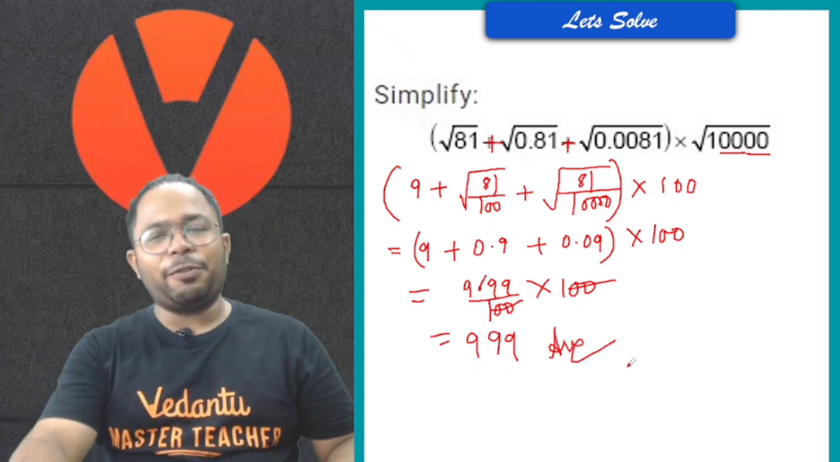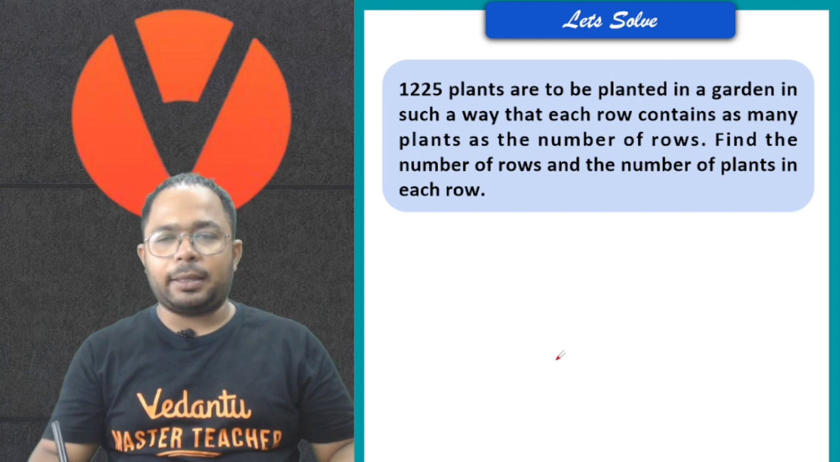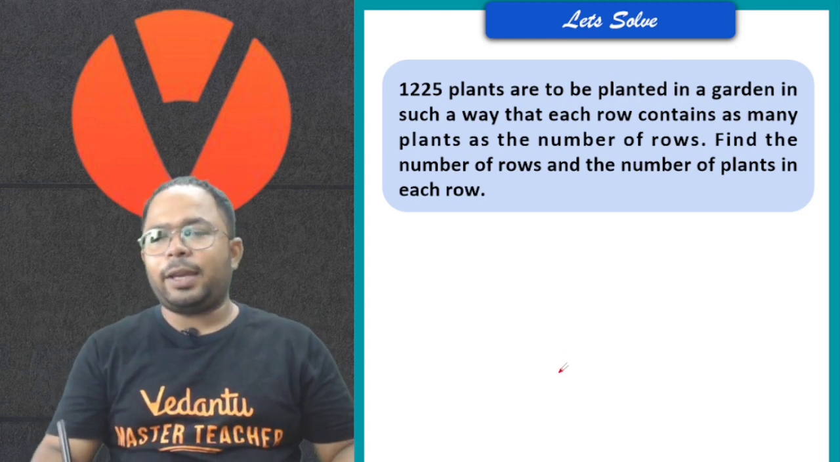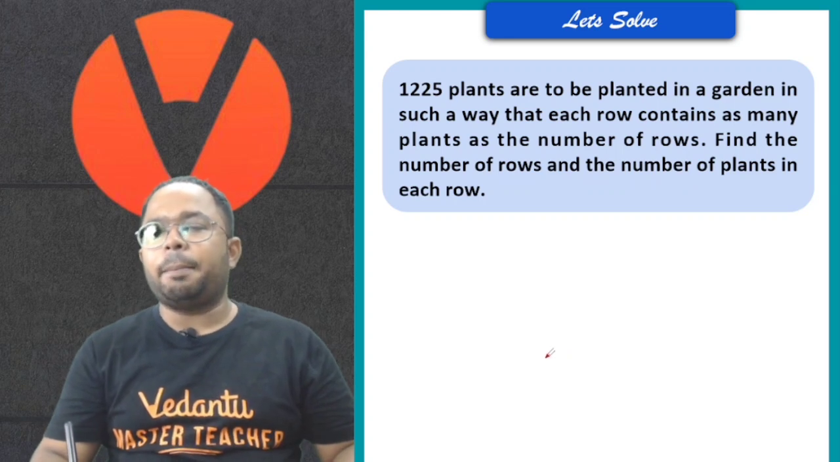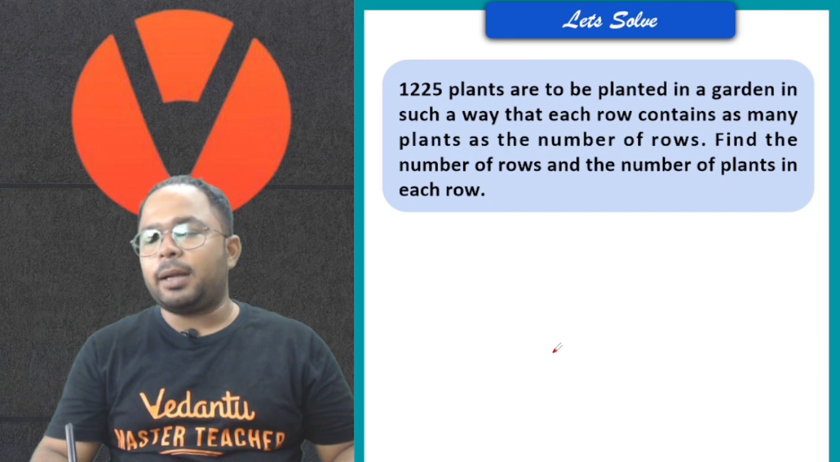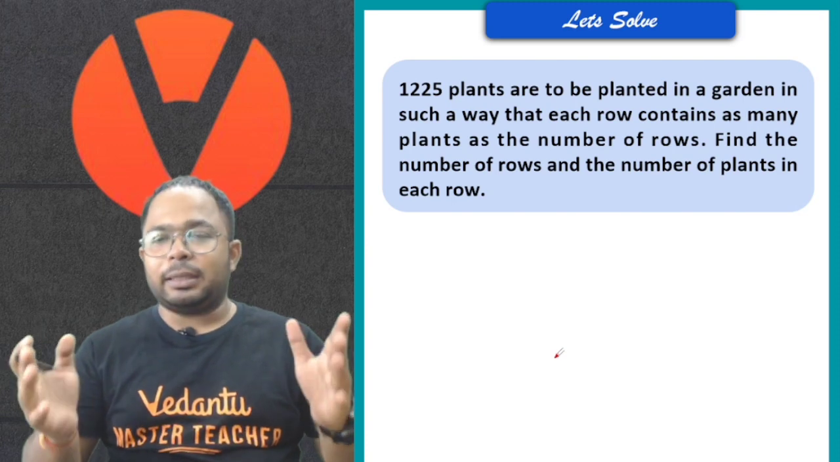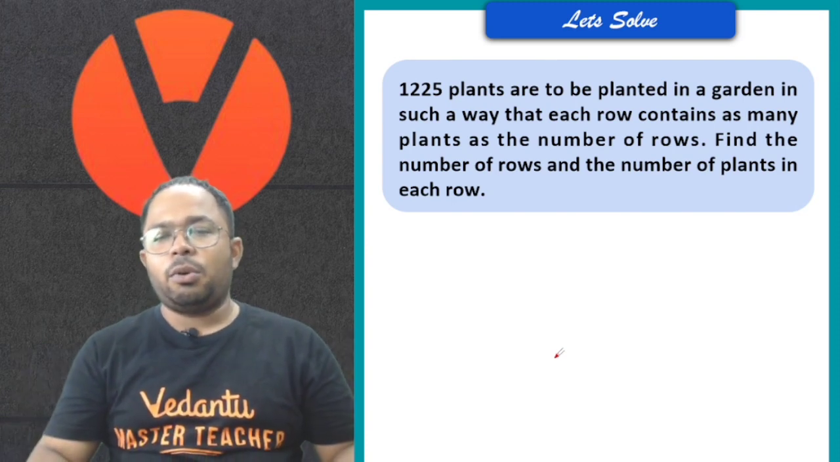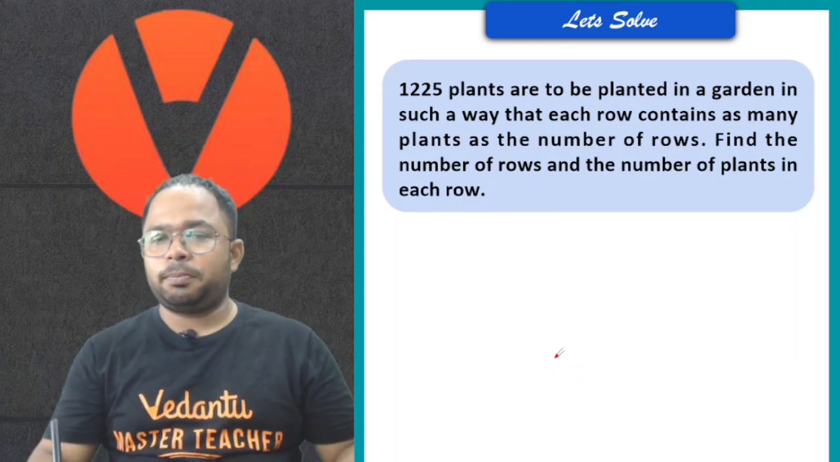Alright, let's move on to the next question. 1225 plants are to be planted in a garden in such a way that each row contains as many plants as the number of rows. Find the number of rows and the number of plants in each row. The gardener has to grow the number of plants equal to the number of rows.